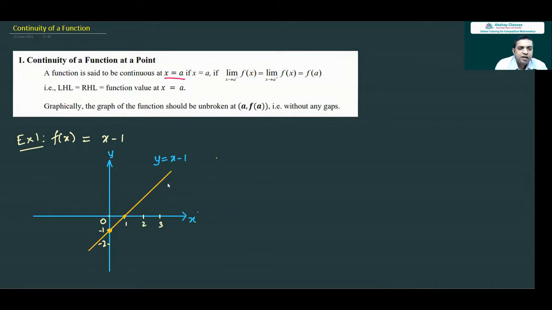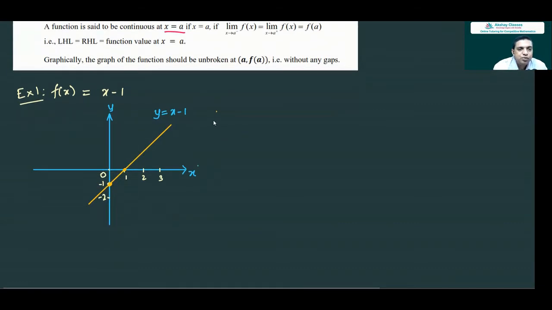Now, when I drew the graph at x equal to 1, I didn't find any break. I just joined the line. I didn't have to lift my pen to do it. So it is continuous. Now we are looking at x equal to 1. So we say the function is continuous at x equal to 1.